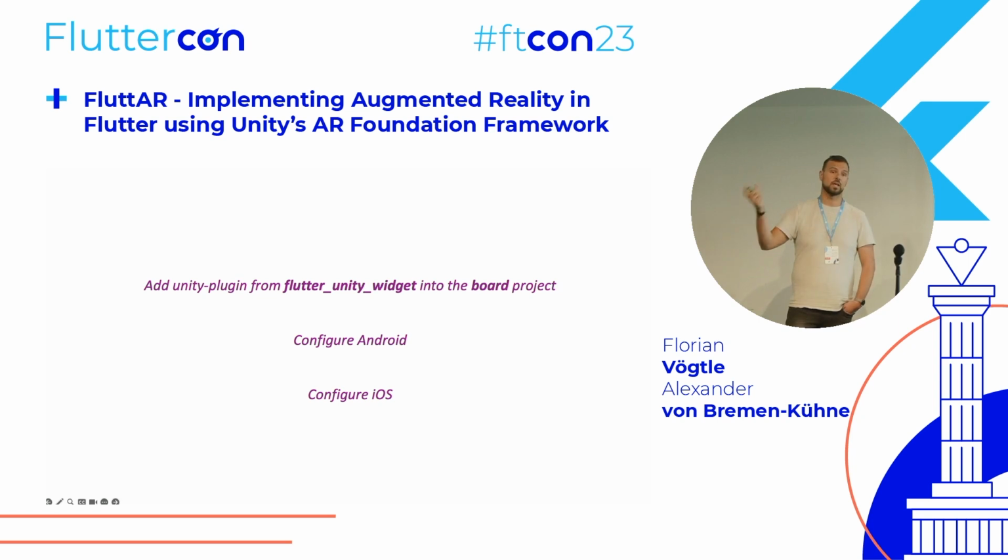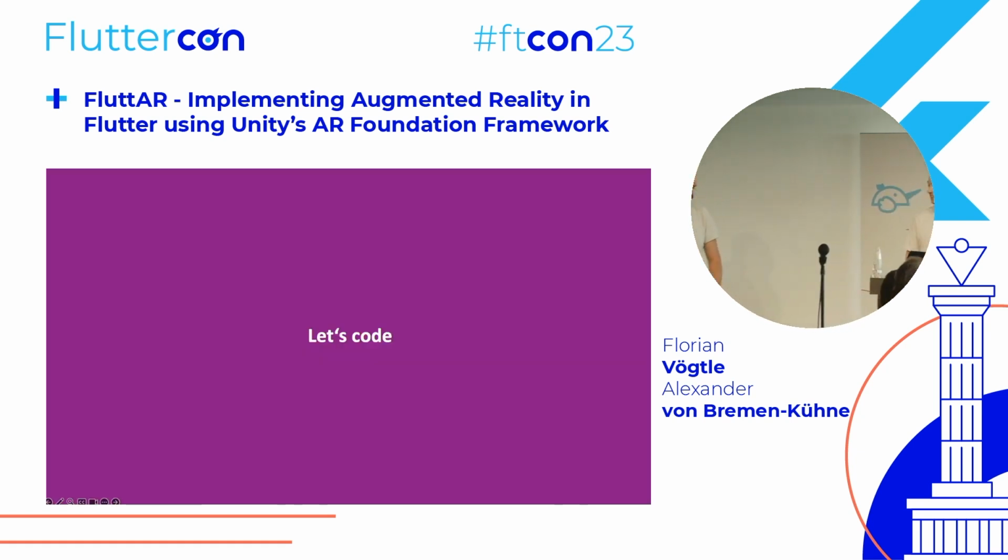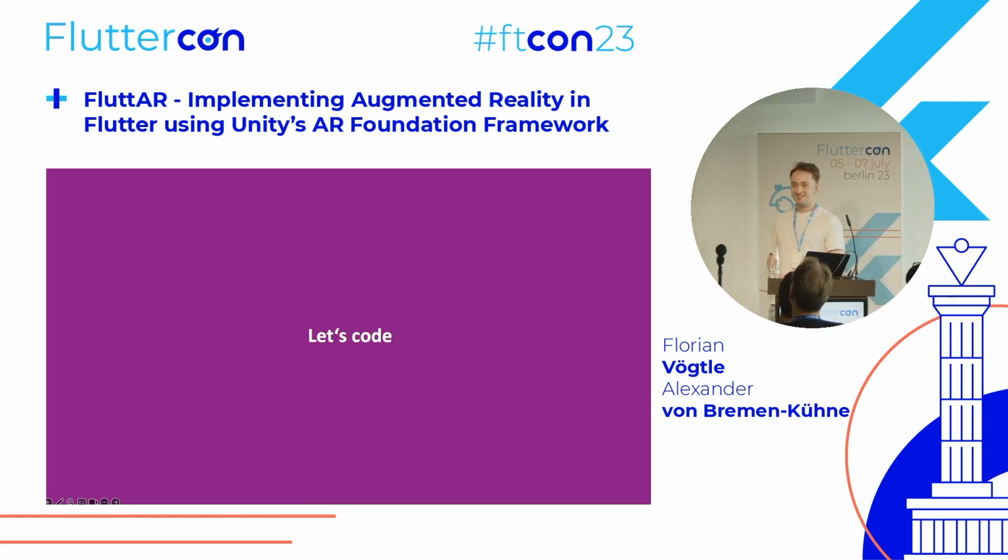you're going to have a Unity plugin that you're going to add to your Unity project. Then you need to do some configuration on the Android side and some configuration on the iOS side, and afterwards everything builds. It's a bit tedious, but if you're done, you're done. Hopefully. Okay, so if it's done, then we can start coding. So let's jump into some code.